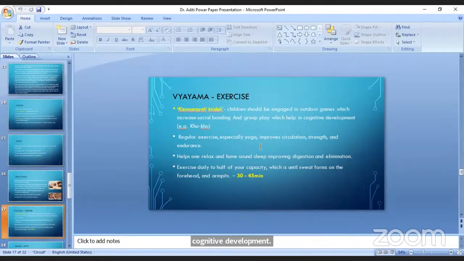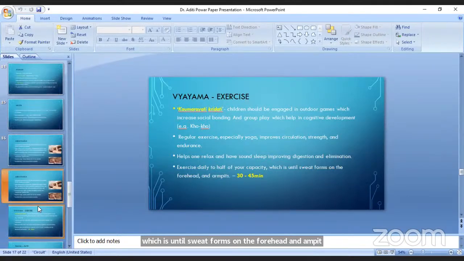Regular exercise, especially yoga, improves circulation, strength and endurance. It helps one relax, have sound sleep, and improves digestion and elimination. Exercising daily to half of your capacity is advised, which is until sweat forms on the forehead and armpits, that is about 30 to 45 minutes.